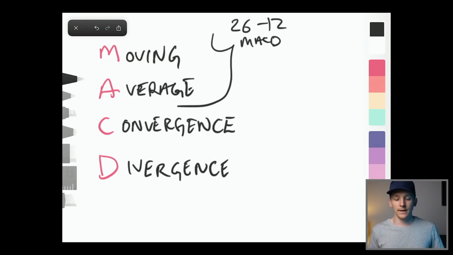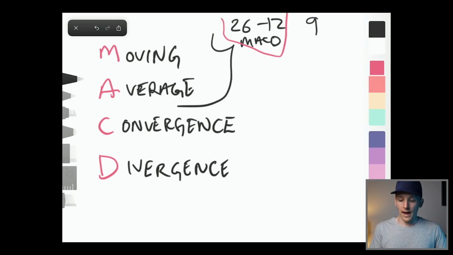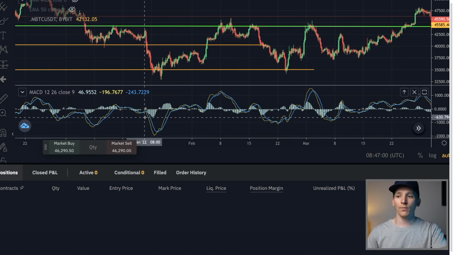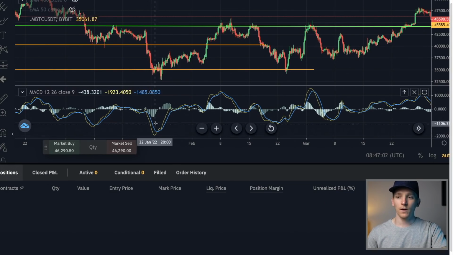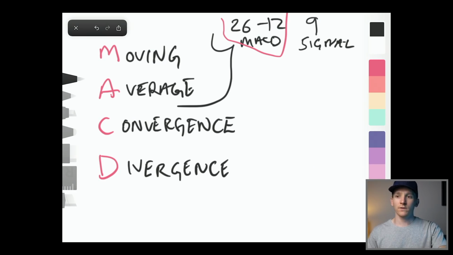And then what you do is you basically take a 9 period EMA of the MACD, and then that's called the signal line. So these are two moving averages that we plot on this graph down here, and you can see them with blue and yellow. So all they're trying to do is give us two lines. One is the moving average of the price, and then the signal line is trying to smooth that out even more to give us a signal.